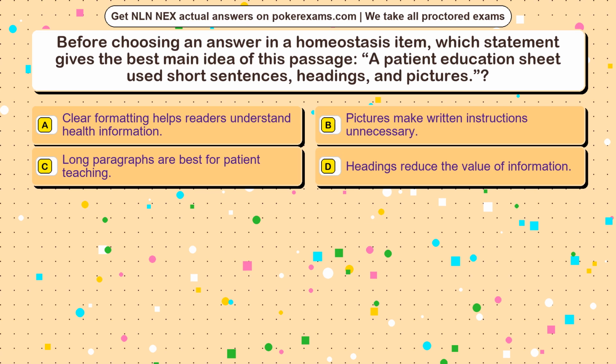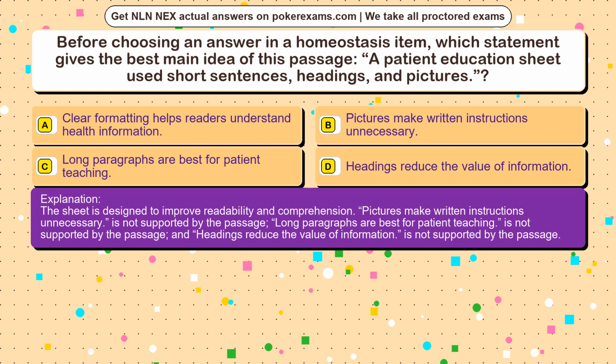The correct answer is option. The sheet is designed to improve readability and comprehension. Pictures make written instructions unnecessary, is not supported by the passage. Long paragraphs are best for patient teaching, is not supported by the passage, and headings reduce the value of information, is not supported by the passage.